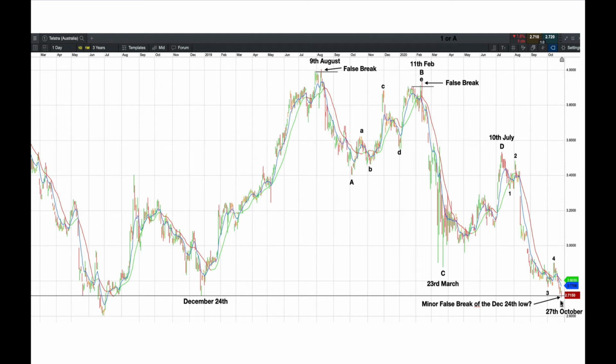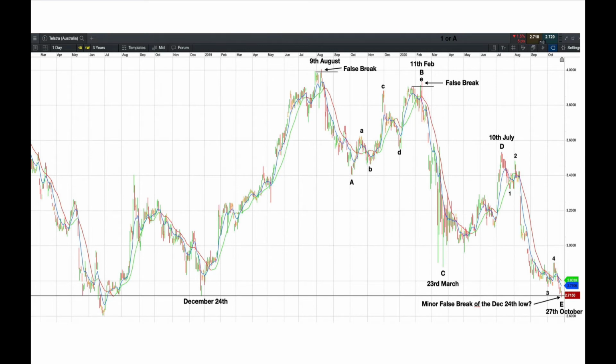And one other thing, looking at time, we had a high here on the 9th of August, the 11th of February, the 10th of July. You can see that date turning the market there, the 24th, 23rd, 27th. So when you get into these times, and we'll go through time in another video as well, you've got to be on the lookout for a change in trend. It may not happen, but just keep an eye out on these key dates to see what the market looks like it's going to do.